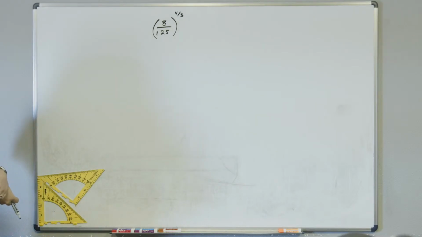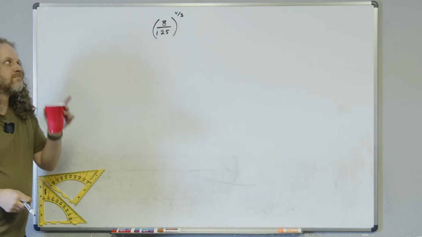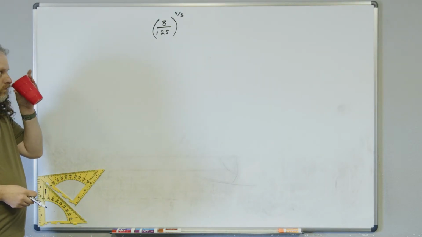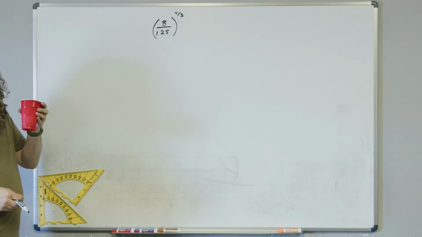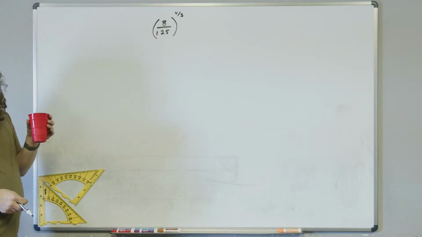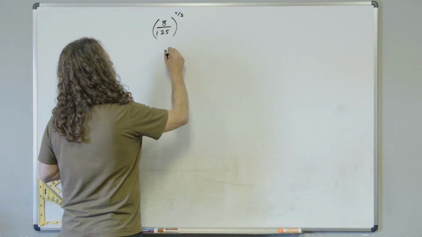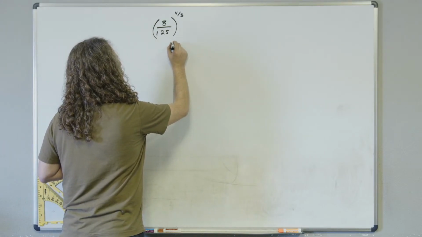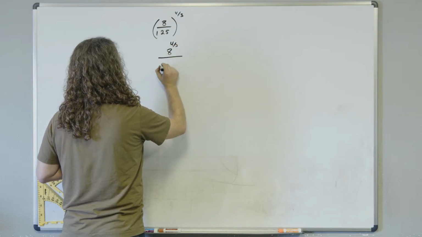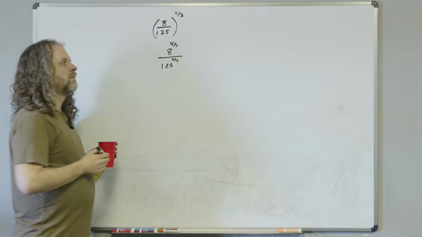Okay, what do we do? Four thirds and what? Equals 3 to the 4. Into the what? Put the 3/4 exponent into 8 and 1. Okay, so it turns into 8 to the 4/3. And 125 to the 4/3. Now what?